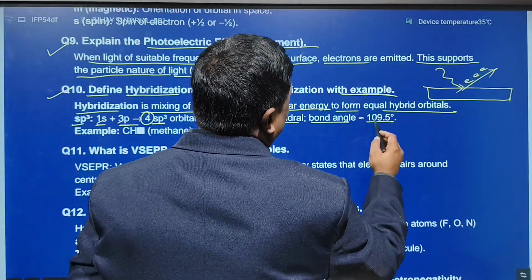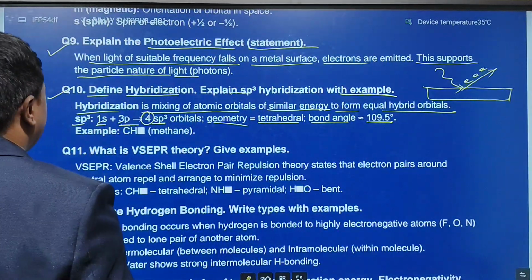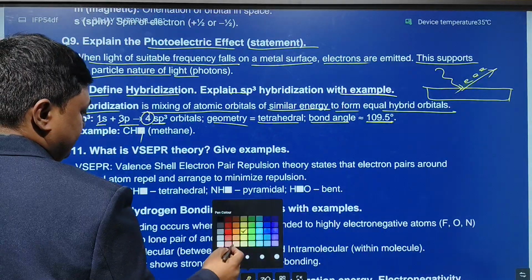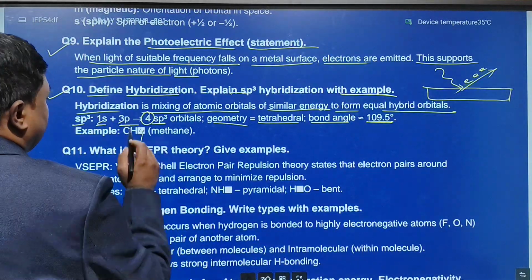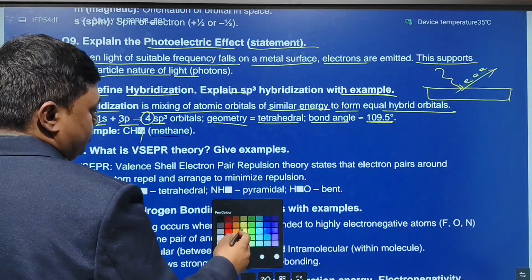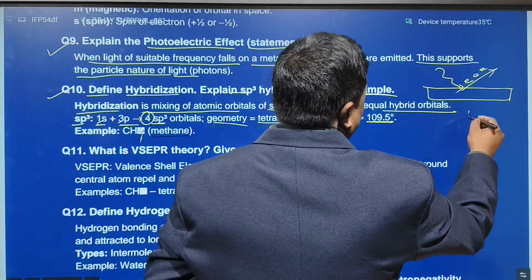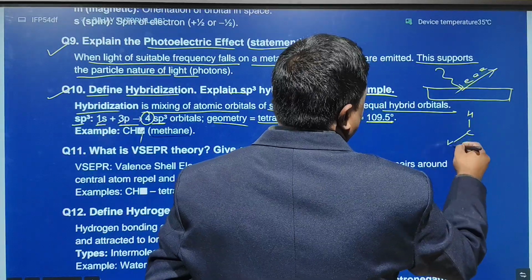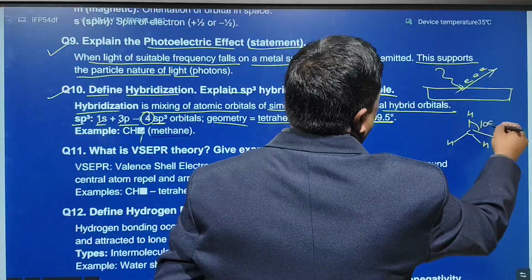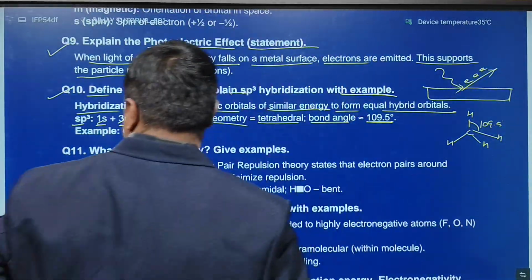So the geometry is what? Tetrahedral. The bond angle is what? 109.5 degrees. Okay, for example we can write CH4. This is CH4, the methane molecule. Yes or no? You can draw the structure also: hydrogen, carbon. This bond angle is what? 109.5 degrees. Yes or no?